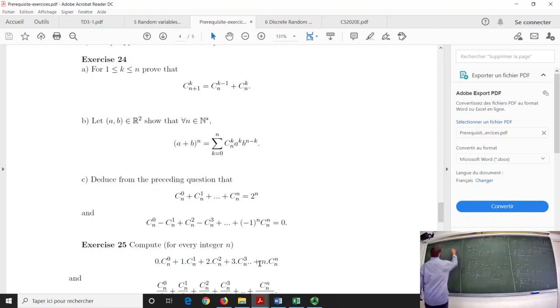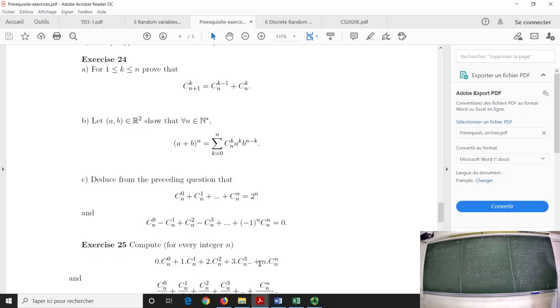So if I denote by star this relation, I say that here, just take A equal B equal to 1 in the relation star, and you have exactly the result. Sum of the C(n,k) is equal to what? 1 plus 1 to the power n, that is 2 to the power n. The sum of the C(n,k) is equal to 2 to the power n. Just a basic application of what I have proved previously.